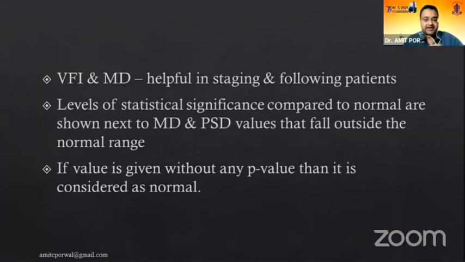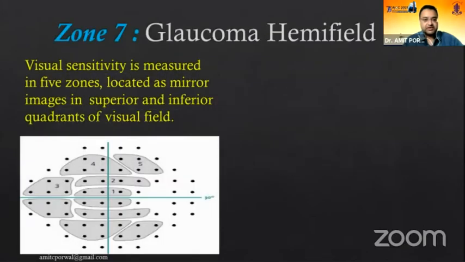Now, VFI and MD, that is the visual field index and the mean deviation, will help us in staging and following the patients. The levels of statistical significance compared to normal are shown next to the mean deviation and the PSD values that fall outside the normal range. So if the value is given without any p-value, it is considered normal.